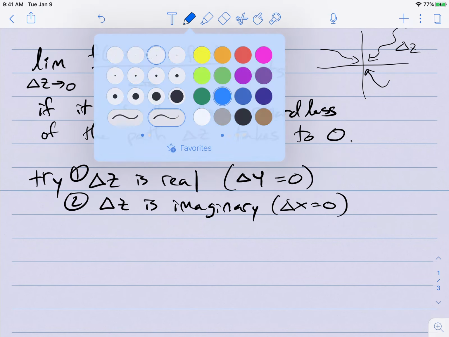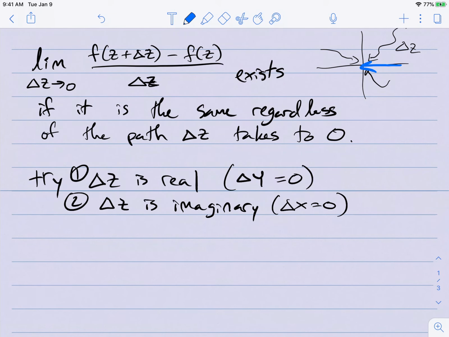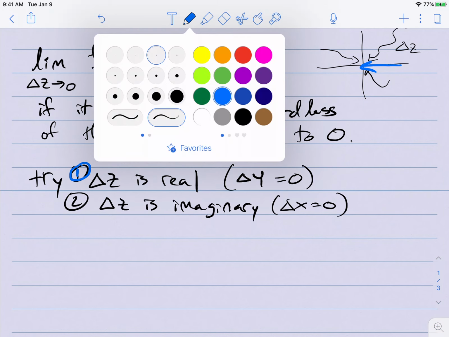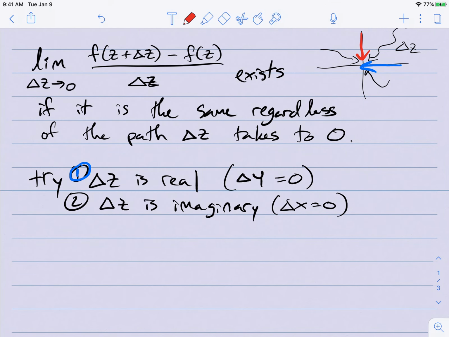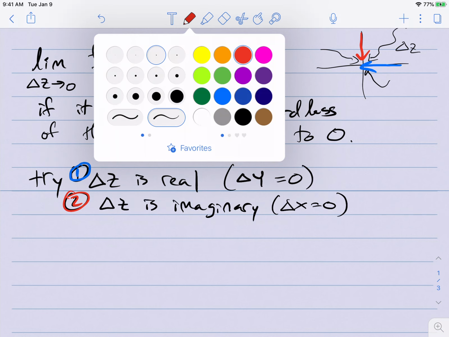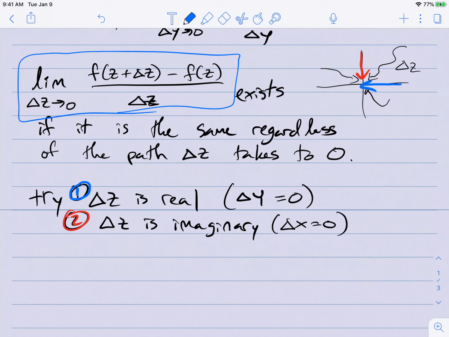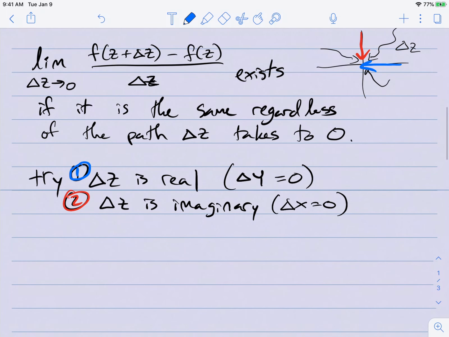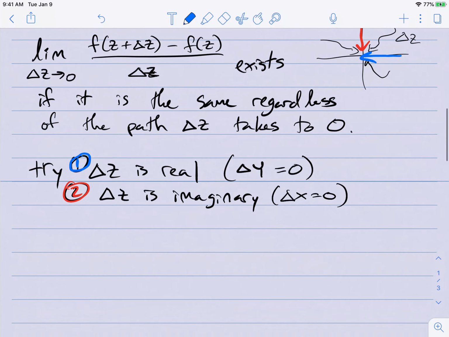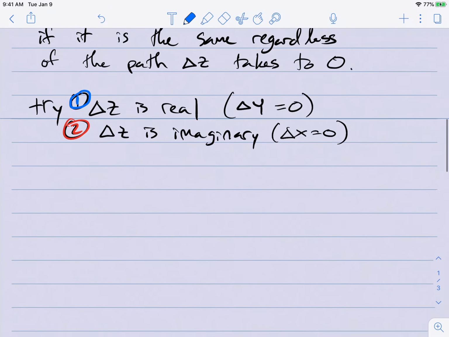So we're looking at this path first and this path second, right? And let's just see what happens to this limit here as we go along these two different paths, and see what that tells us, the fact that these limits must be equal along these different paths. See what that tells us.